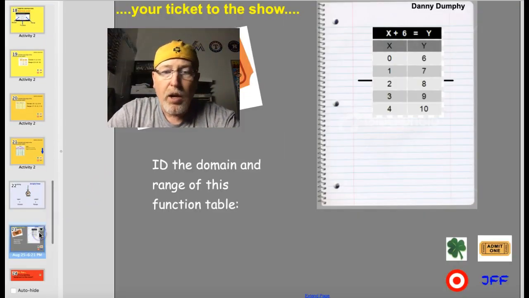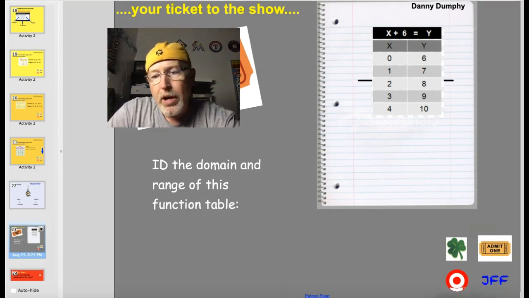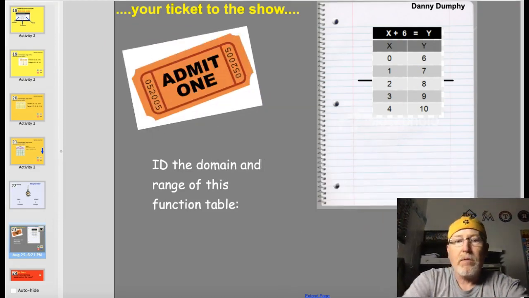All right, here we go. Here's the function table. Identify the domain and range on this bad boy. That's all you got for your ticket tonight. Very simple.